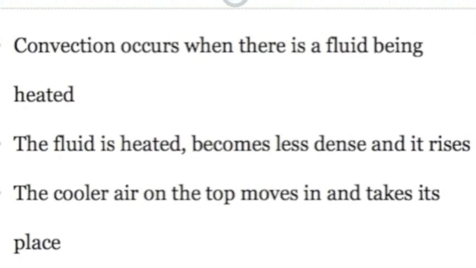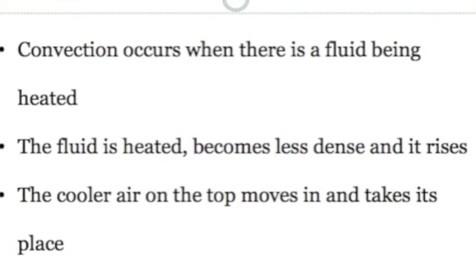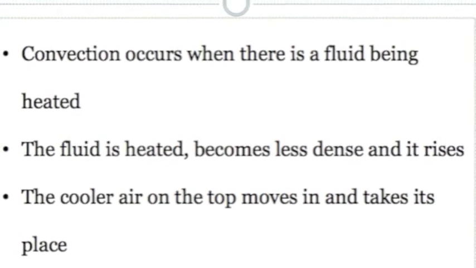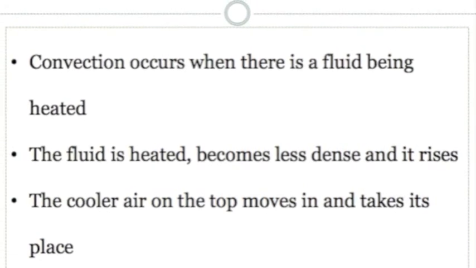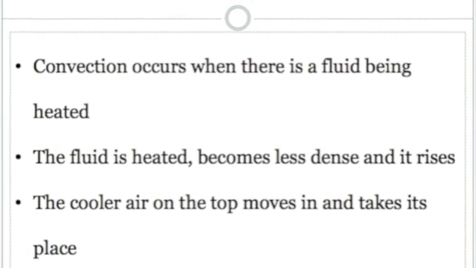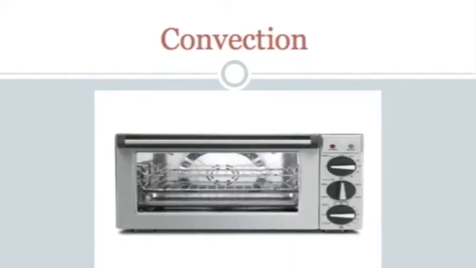Convection occurs when there's a fluid being heated. The fluid is heated and becomes less dense and rises. The cooler air on the top moves in and takes its place. This is a cycle that keeps going and continues. For example, a convection oven.